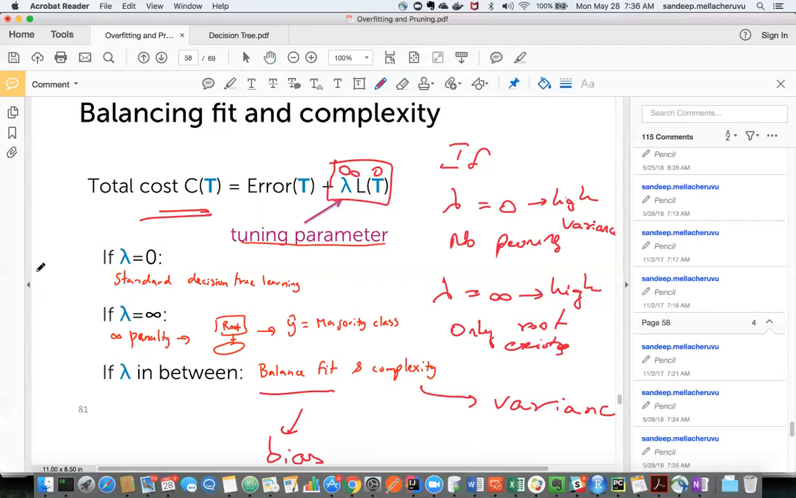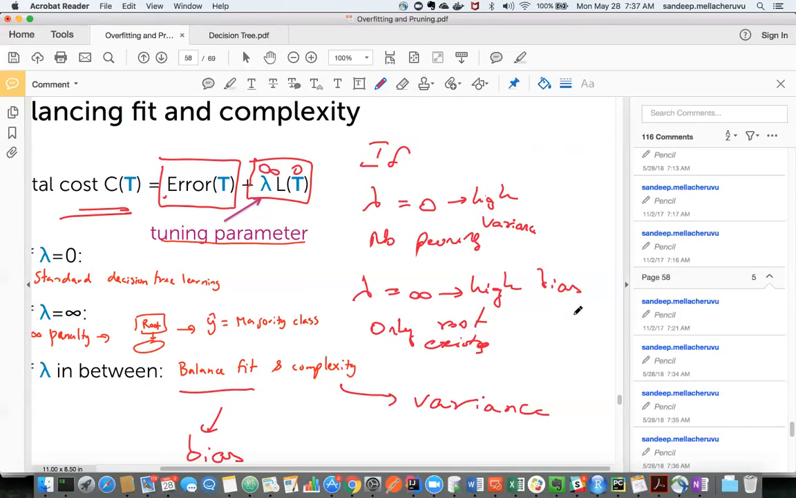Can you repeat the last sentence about the moderate bias and moderate variance? So what is your total cost when you're doing pruning? Your total cost is a combination of error plus some lambda times the number of leaf nodes. Now this lambda times leaf nodes is going to give you a better variance bias trade-off. Why is that? If lambda equals a very small value like 0, then you are going to have high variance. If your lambda is equal to infinity, you are going to have high bias.